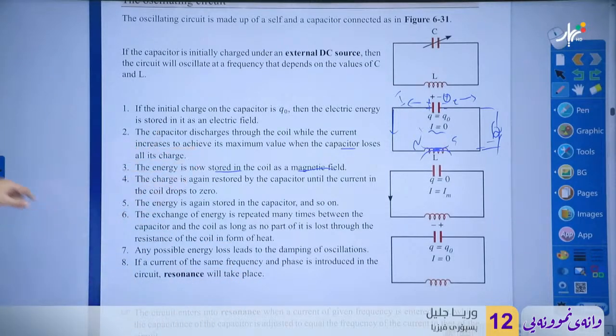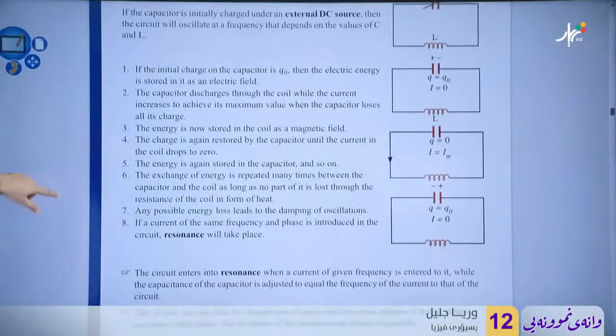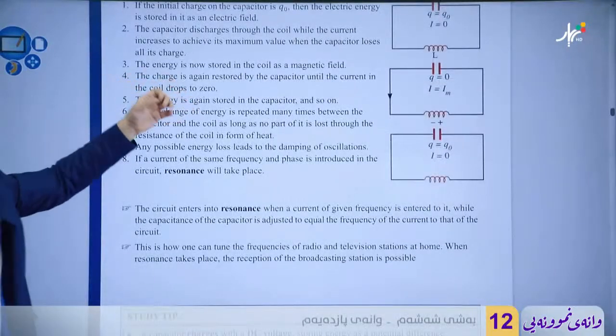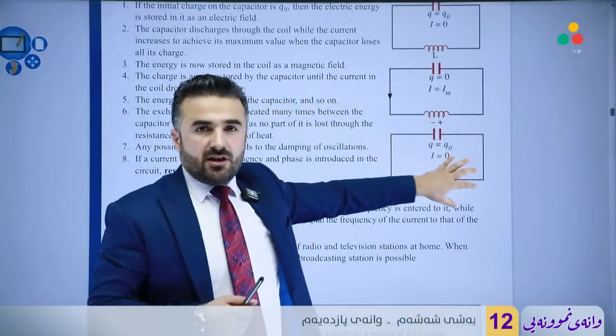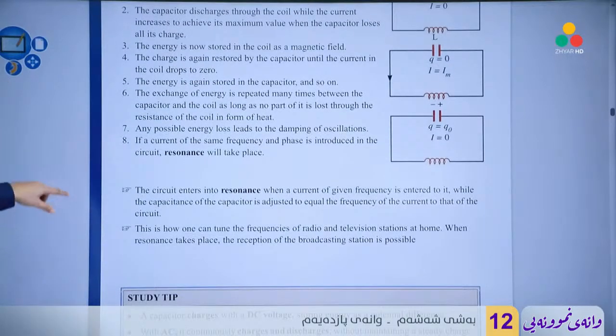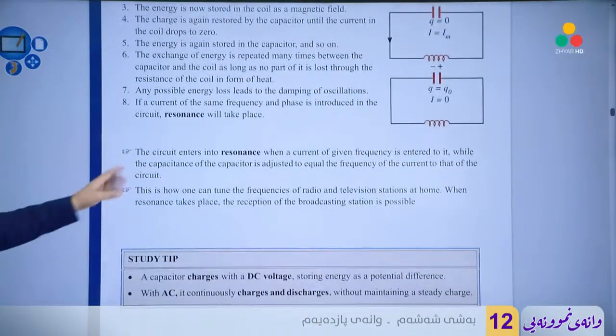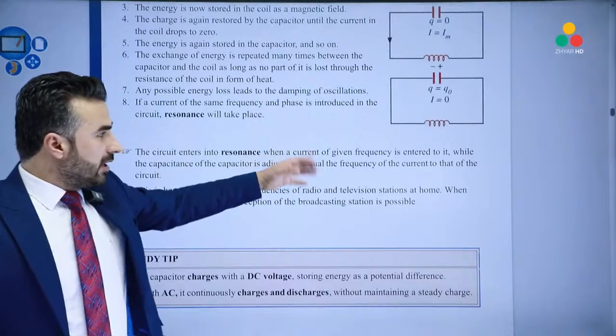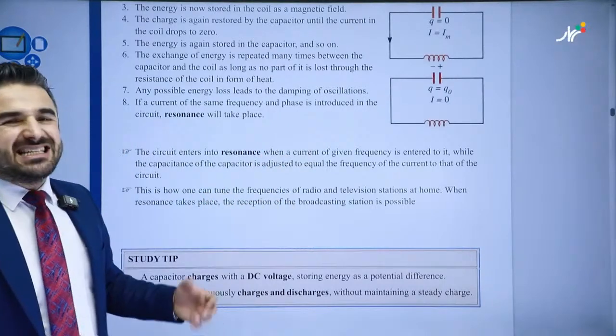So as you can see, this is basically what happens, for example, when the charge is stored on the capacitor, and then after that, the charge will be stored on the coil as a magnetic field, and of course, vice versa. But there are a few things you need to know. The circuit enters into resonance when a current of a given frequency is injected into it.